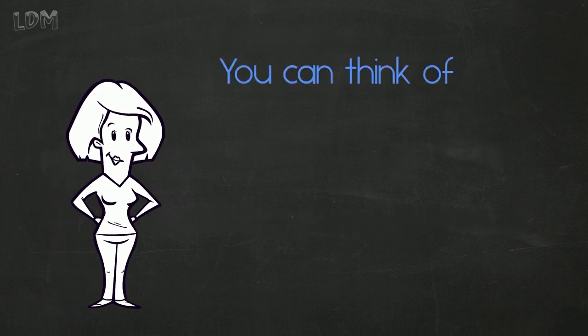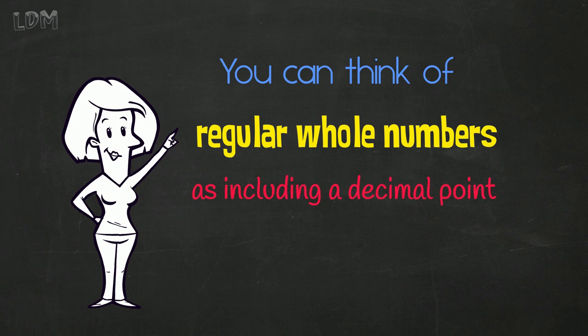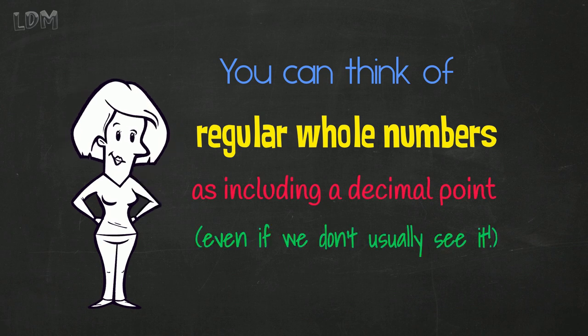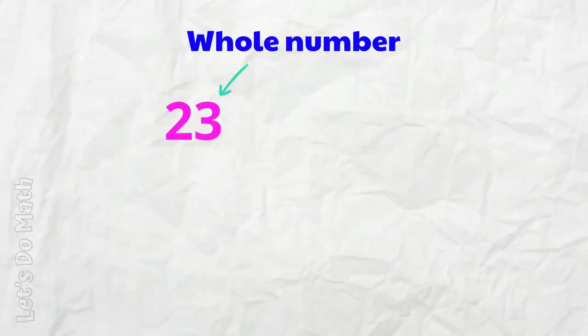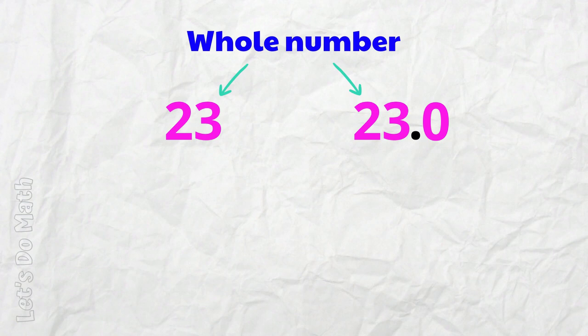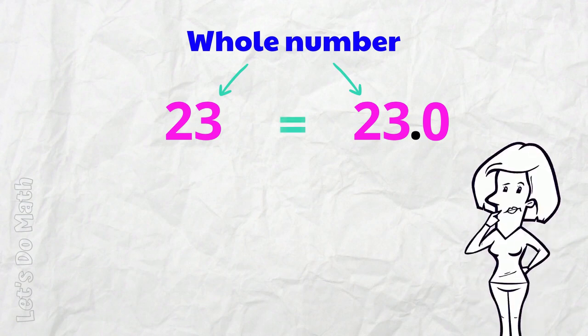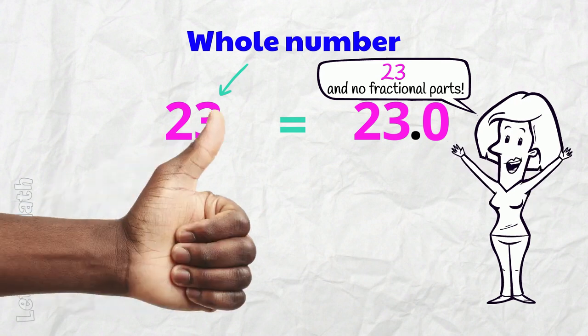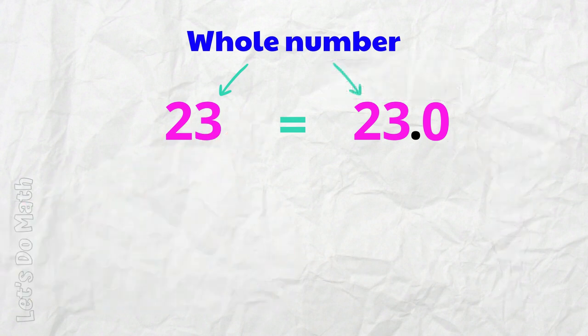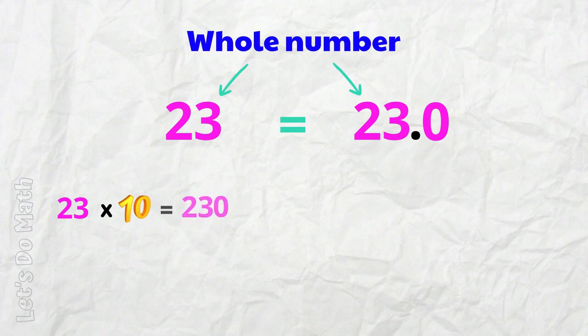You can think of regular whole numbers as including a decimal point, even if we don't usually see it. So 23 can also be thought of as 23.0. It's the same thing, it's just 23 and no fractional parts. No big deal there. When I multiply 23 by 10, you know we'll get 230 because when we multiply by 10, we put a 0 on the end.